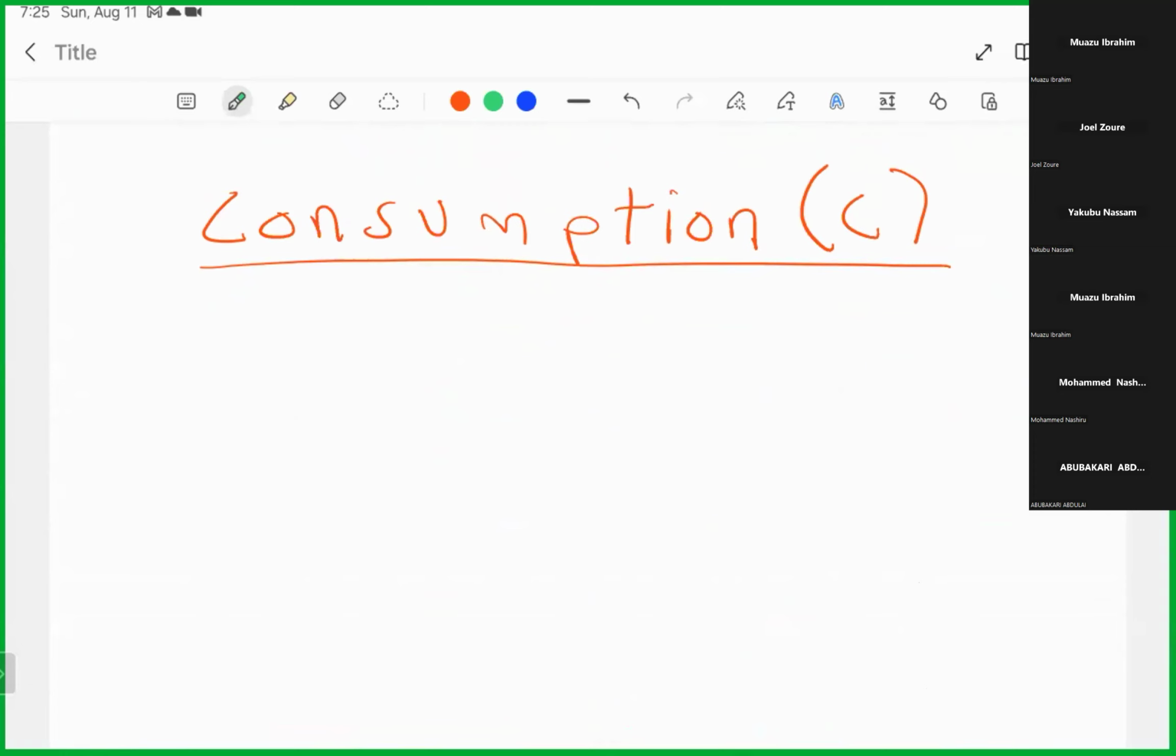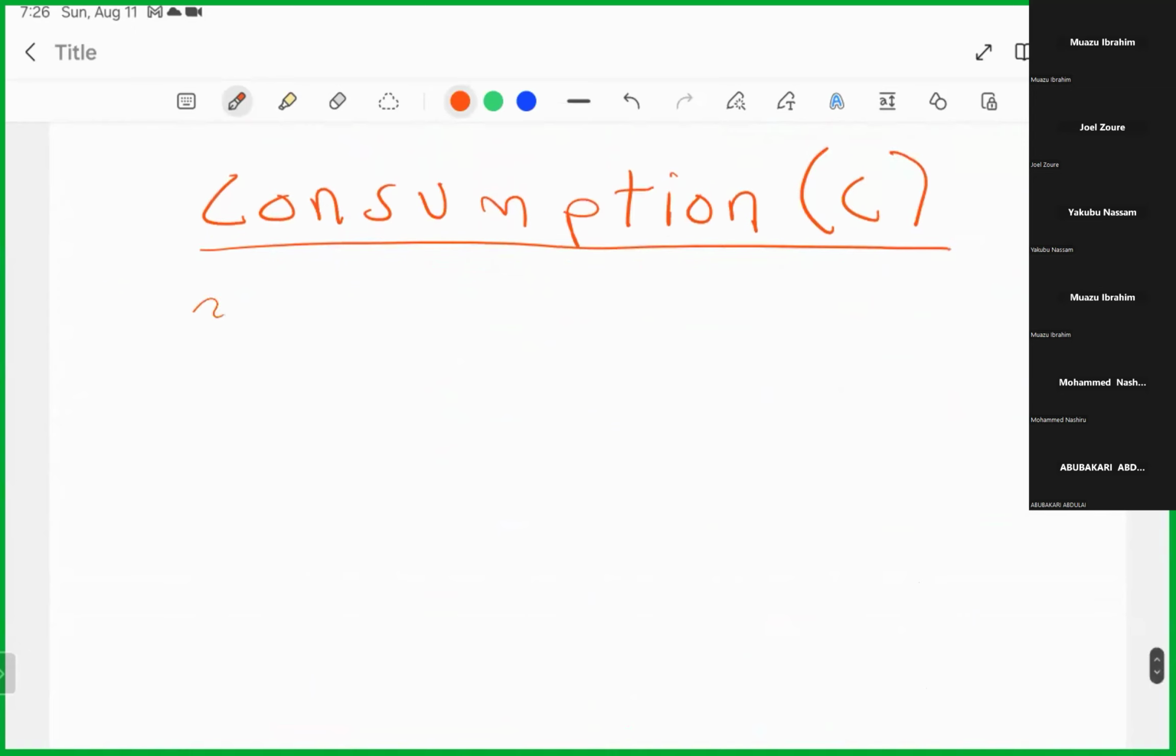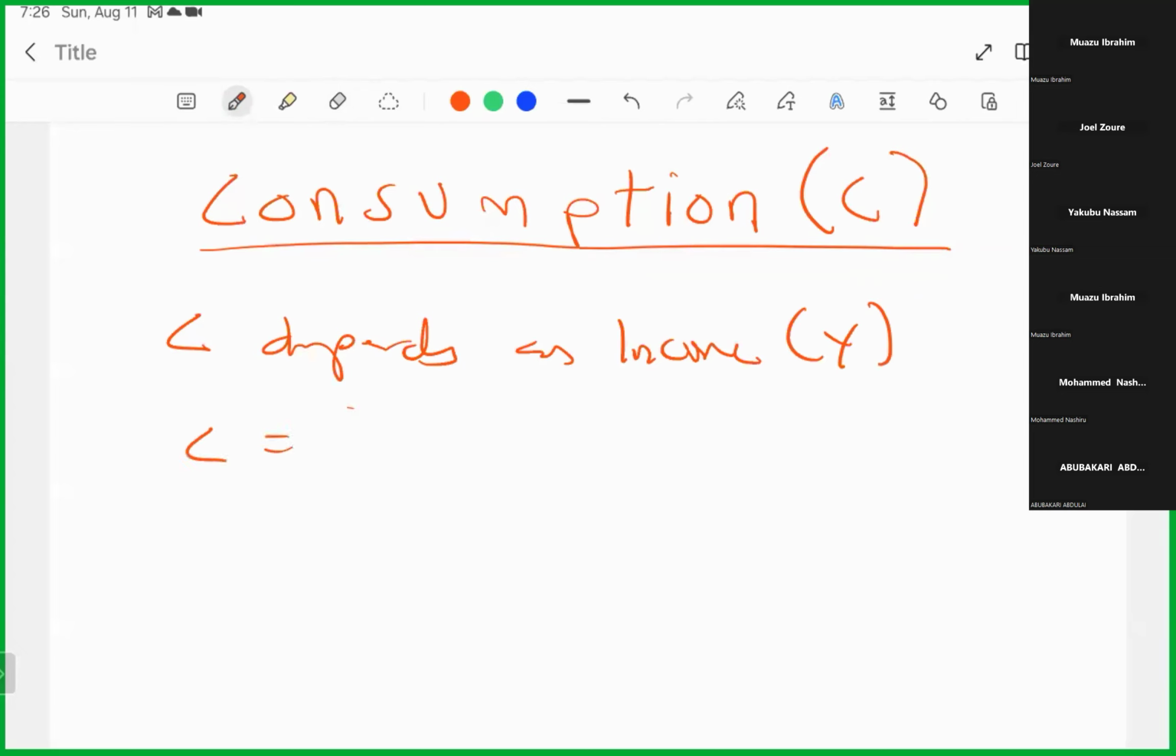Okay, so let's look at the consumption aspect. Now we are consuming as individuals because we have income. So you know that consumption, C, depends on our income. And our income is Y. In this particular case, consumption is a function of Y.